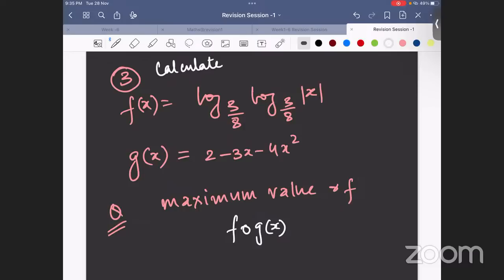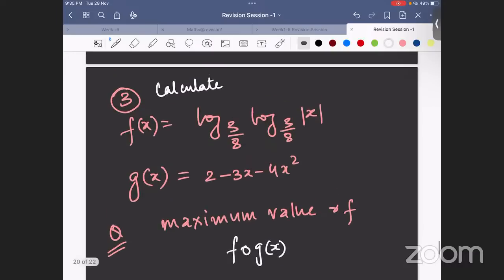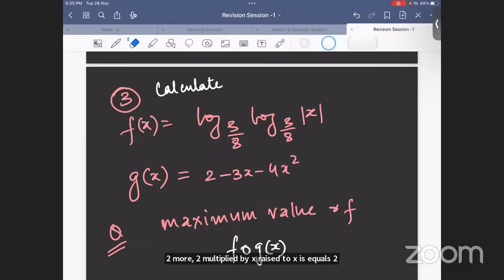So we had a log question for calculating the number of solutions in one of the previous papers that we discussed today. So that was 2x raised to x equal to 2x. 2 multiplied by x raised to x is equal to 2x.